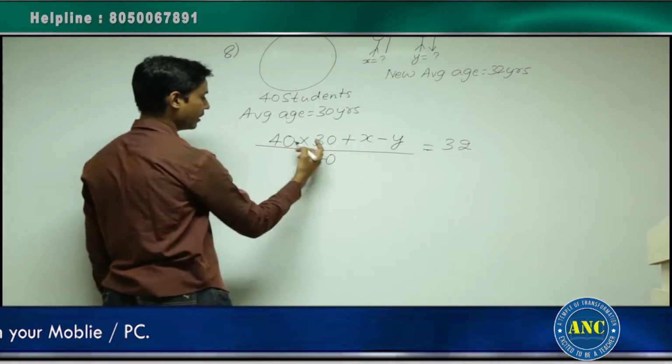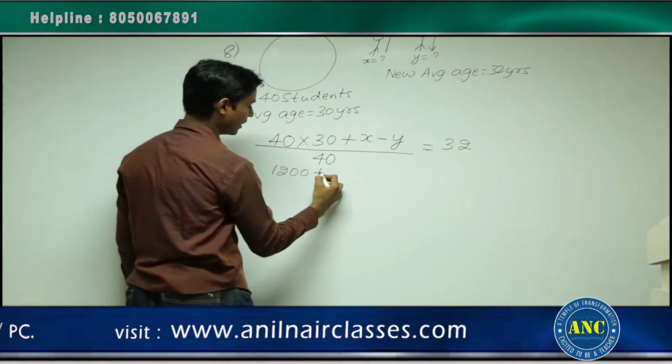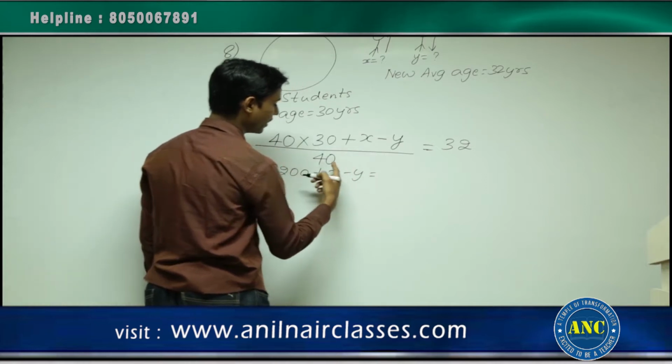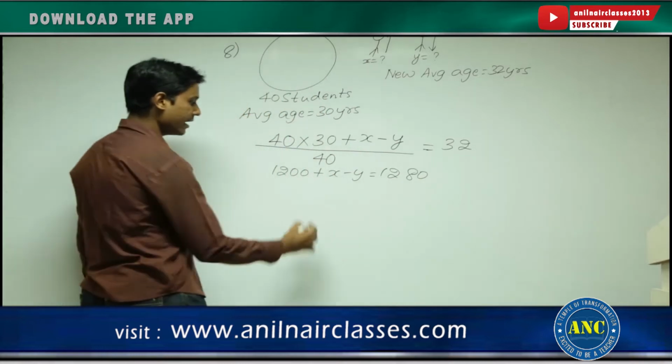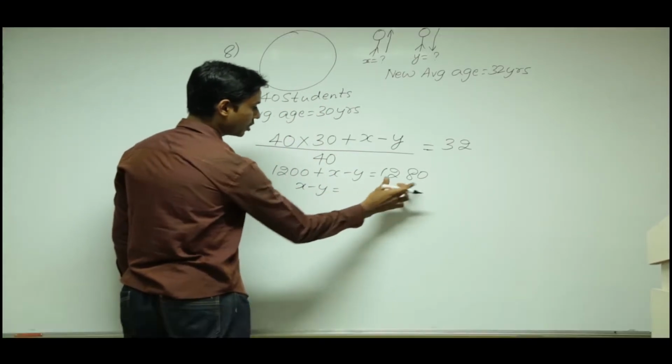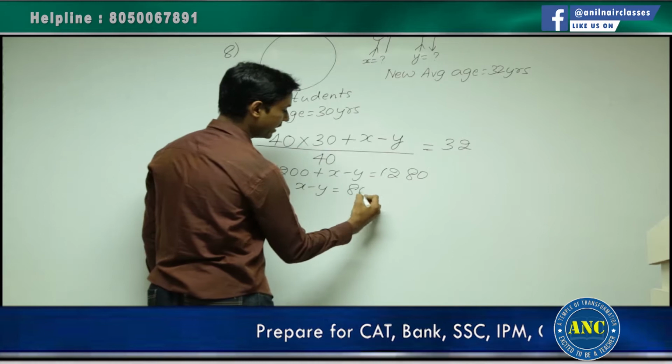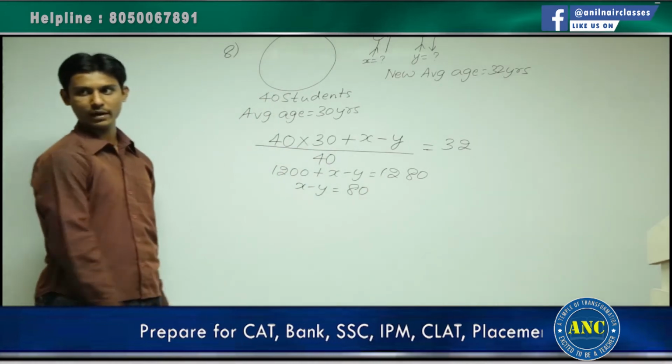Now if I simplify, 40 into 30 is 1200. 1200 plus x minus y is 40 into 32. It is 1280. x minus y is nothing but 1280 minus 1200. It is 80.